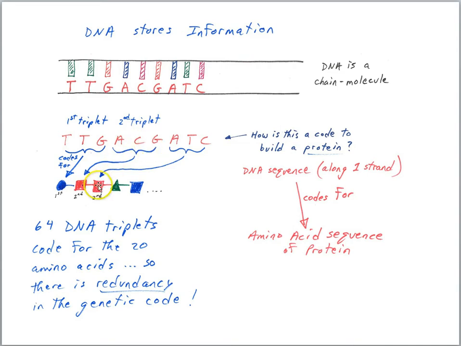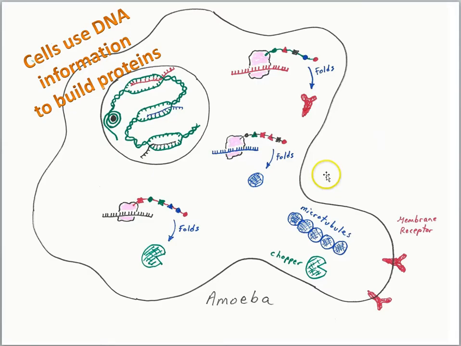Now in this diagram we see a cartoon amoeba, and we're going to use this drawing here to illustrate how cells use DNA information to build proteins. The proteins are going to be the ones involved in pseudopod control, so we have receptor proteins, microtubules, and choppers. Let's go into the nucleus to begin. So in the nucleus we have the green molecule. The double helix here would be DNA. Some of it is wrapped around a histone protein here.